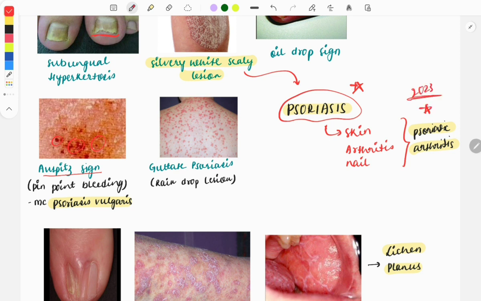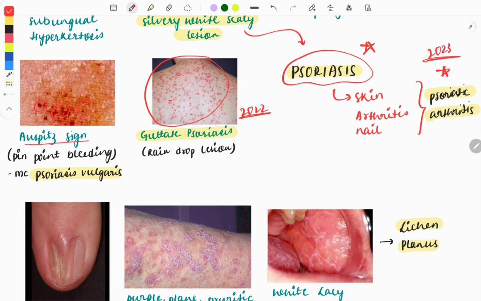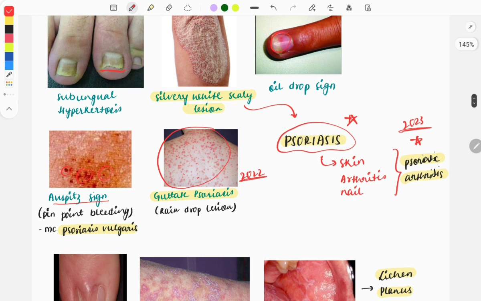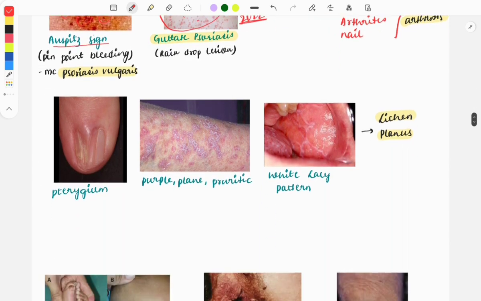And in this image, you can appreciate multiple raindrop lesions, and this is a classical finding seen in guttate psoriasis. This image based question was asked in June 2022. So from psoriasis, one question every year is sure. So look at these points, then you're done with one question. Okay, moving on to the next question.